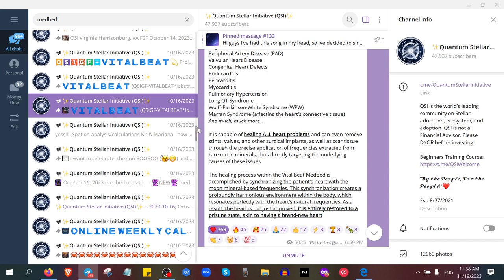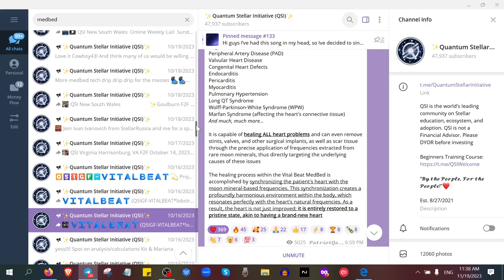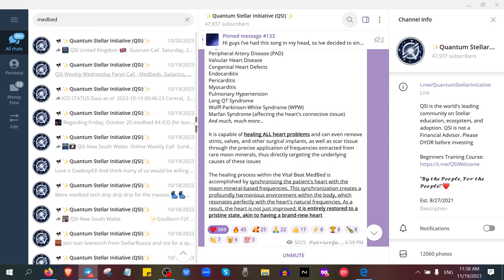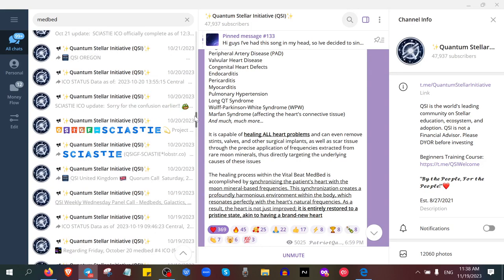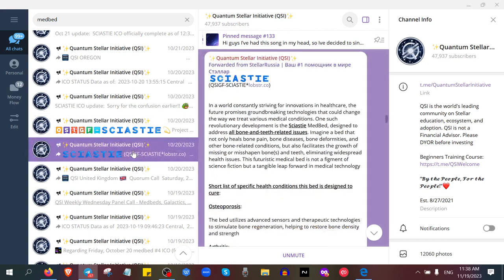Okay, so this was the third medbed thus far. And I move now to the fourth medbed. And the fourth medbed is about teeth and bones. The name is called CST.